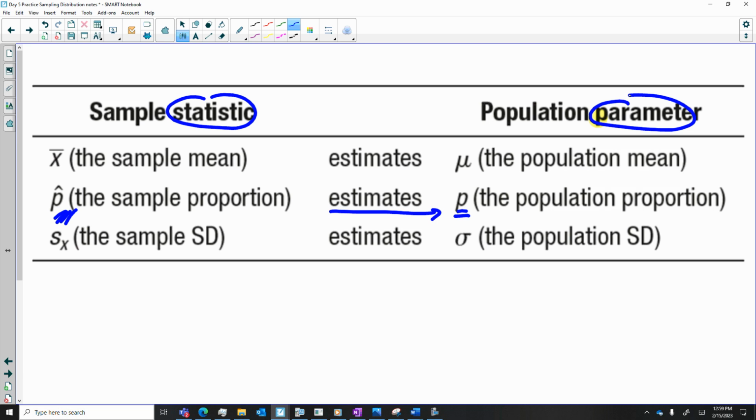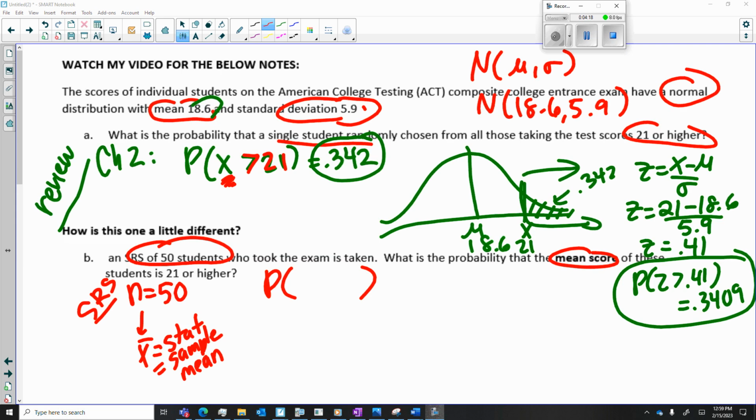But if we're talking about means, we're not going to use p and p hat. We're instead going to use x bar if it's a sample, and we're going to use mu if it's a population. And the x bar should estimate the population mu. So keep in mind there's going to be a shift in symbols. So now I'm actually looking for the probability x bar, which is the sample mean, because it says the mean of the sample of 50 students is going to be greater than 21.